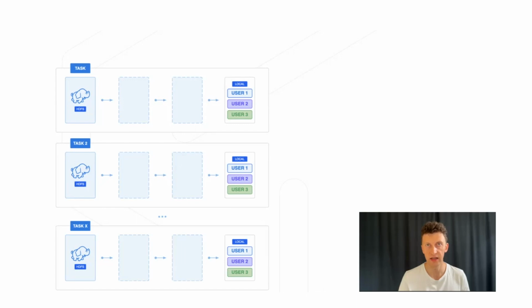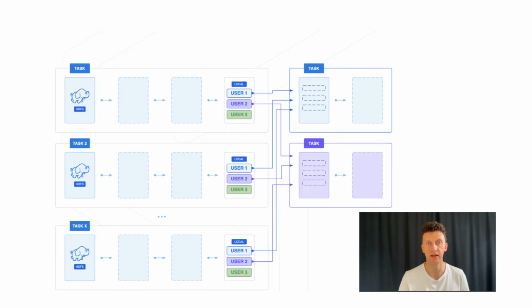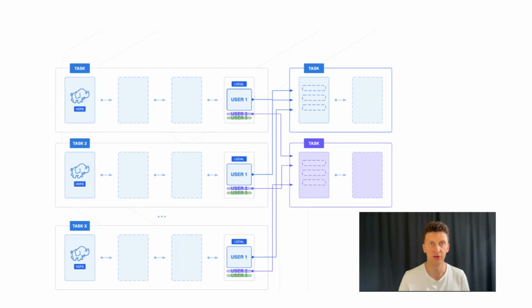And all the other tasks are doing exactly the same. So when they are done, we have users grouped and stored into temporary files, and they are ready to be picked up. So for instance, user one will be processed by one task, but user two by another. And all the records of a respective user will be processed by a single task. And in most cases, it is perfectly fine, but the problem starts when users are not balanced.